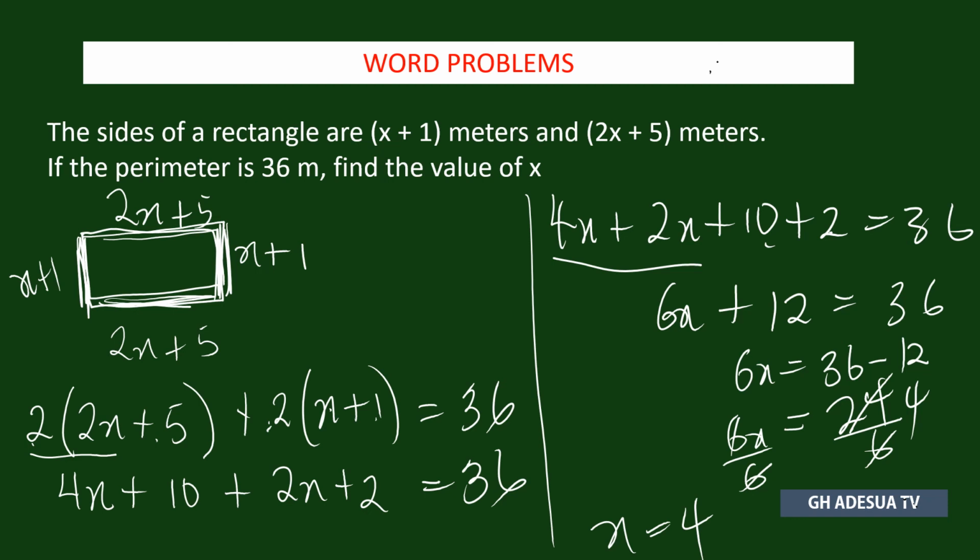So the sides 2x plus 5 and x plus 1 have 4 as the value of x.